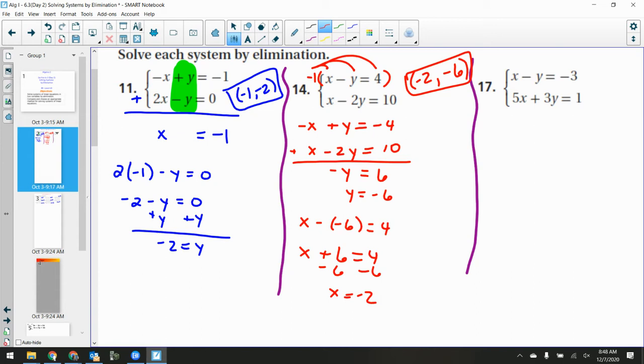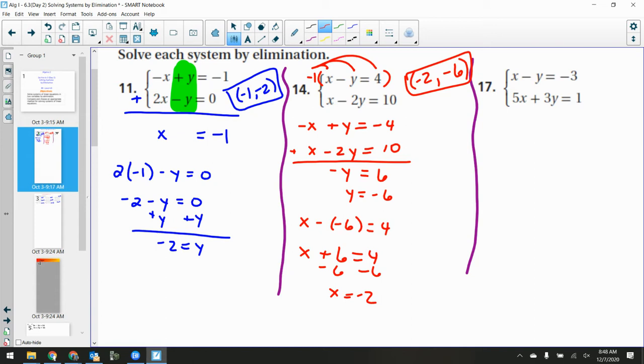All right, 17. Now, I obviously have to multiply. I have to multiply by something. Nothing is even close to being the opposite value, right? Nothing's even close to it. So that means that I have to multiply an equation. Okay, which equation am I going to multiply and by how much? Elena?